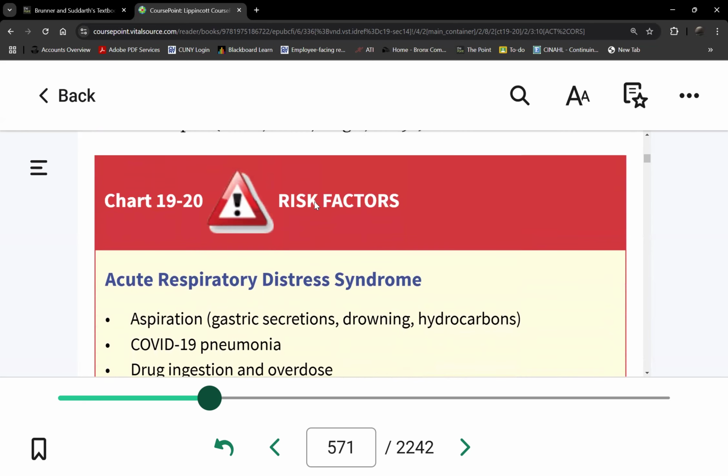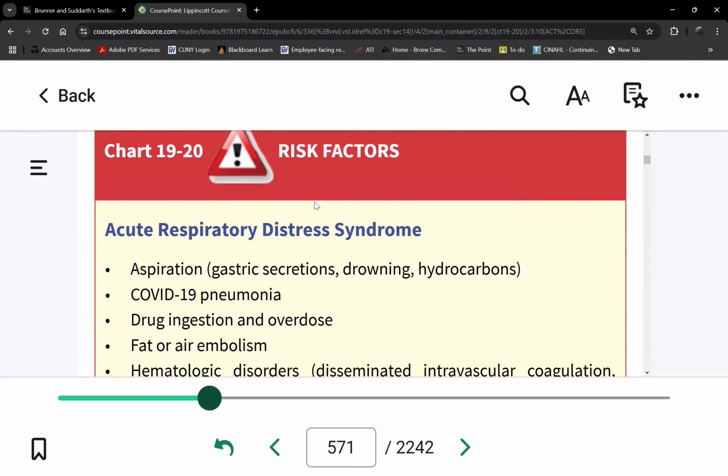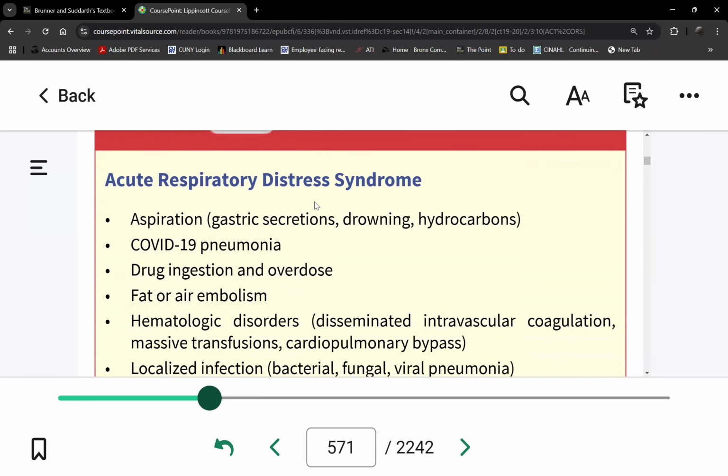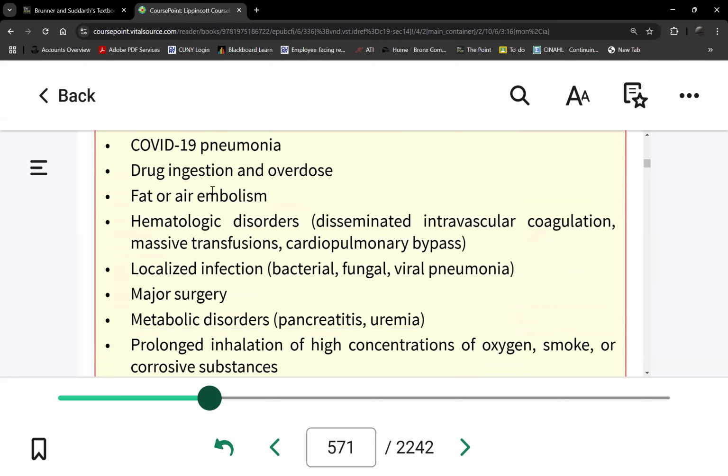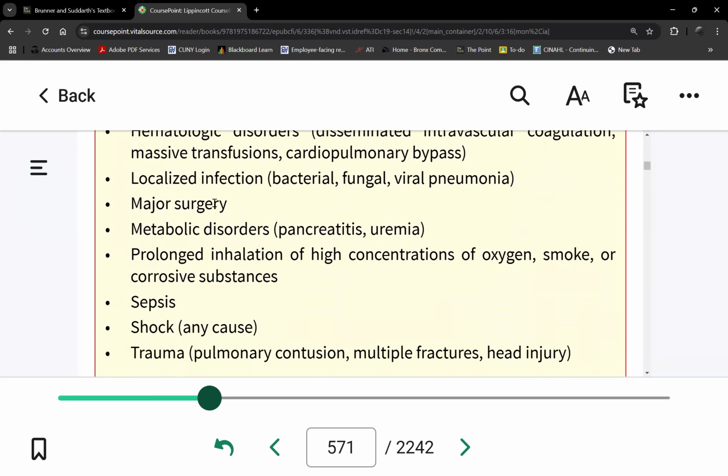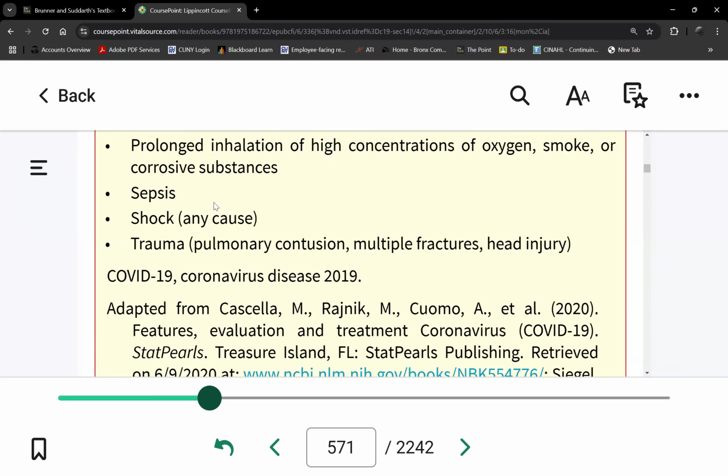So again, this is the summary, and it's not all inclusive. These are just some of the risk factors. Chart 19-20. So this will lead to acute lung injury, leading to ARDS. So aspiration, when you fell into that, who fell into that sewer? We didn't put a name. Oh, let's put Bettina. So Bettina fell into that sewer, right? Or drug ingestion and overdose. So you have a long list here. Very good. Select all that apply question.